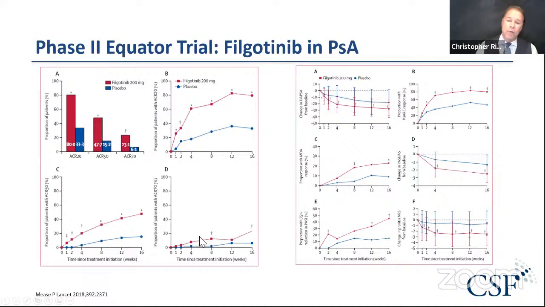Over on the right-hand side, I'm showing you a variety of other outcome measures in this phase 2 trial. This includes the change in the DAPSA score, as well as the proportion of patients that achieved the SARC response, and also MDA, minimal disease activity, the change in the PASDAS, as well as the PASI score, the skin score changes, and the change in the nail from baseline. So we see that there are multiple outcomes with this JAK1 inhibitor that were significantly improved with treatment.